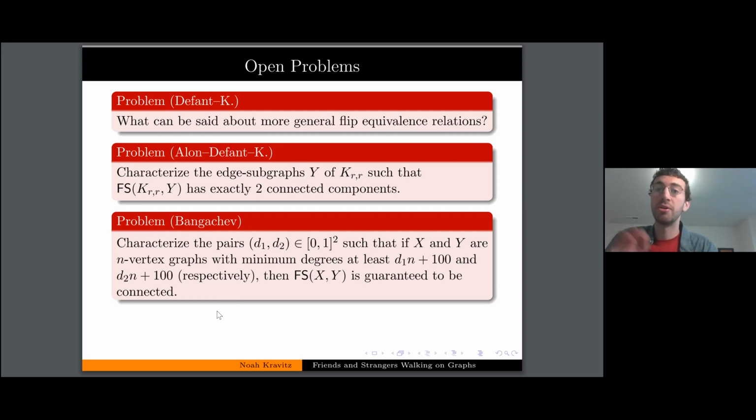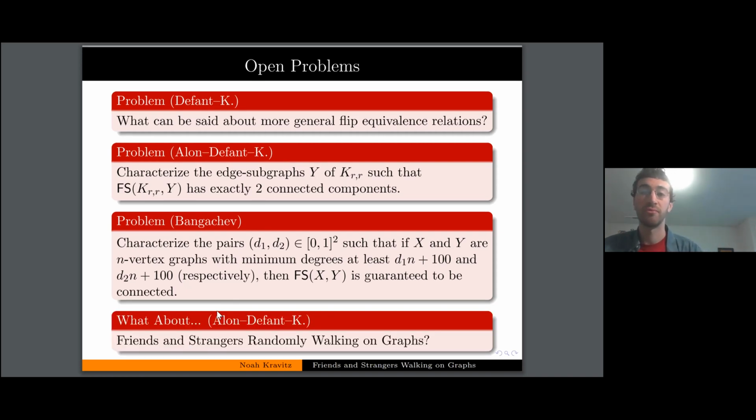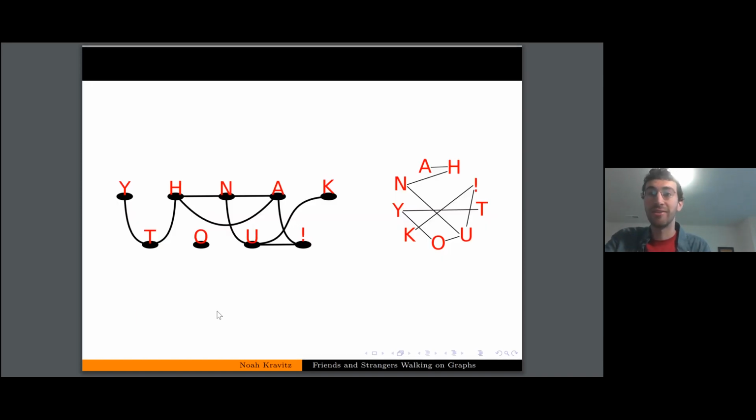And finally, I want to pose as a very vague idea for future work: what can we say about friends and strangers randomly walking on graphs? So that's all I have, and I thank you for listening, with this little graphic.